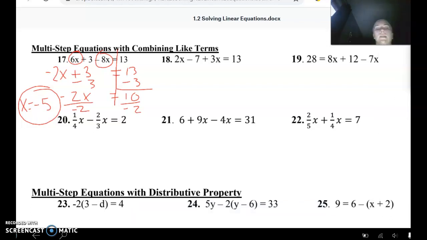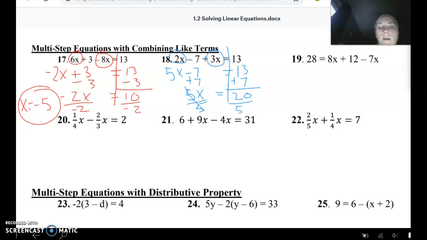Alright, so number 18, I'll draw my line. I'm going to combine my 2x and 3x to have 5x minus 7 equals 13. Going to add 7 to both sides. We're left with 5x equals 20. Divide by 5, those 5's cancel, and we are left with x equals 4.